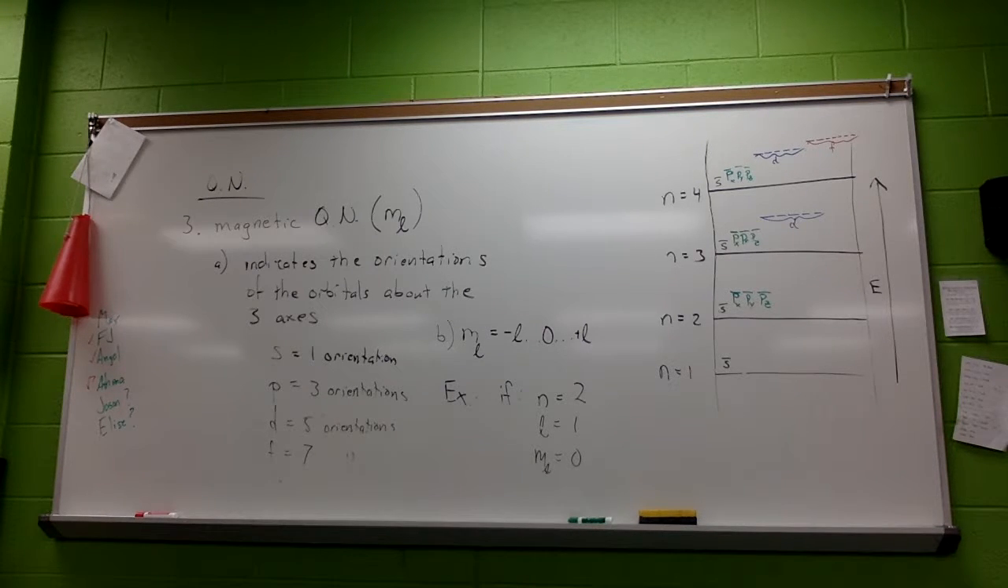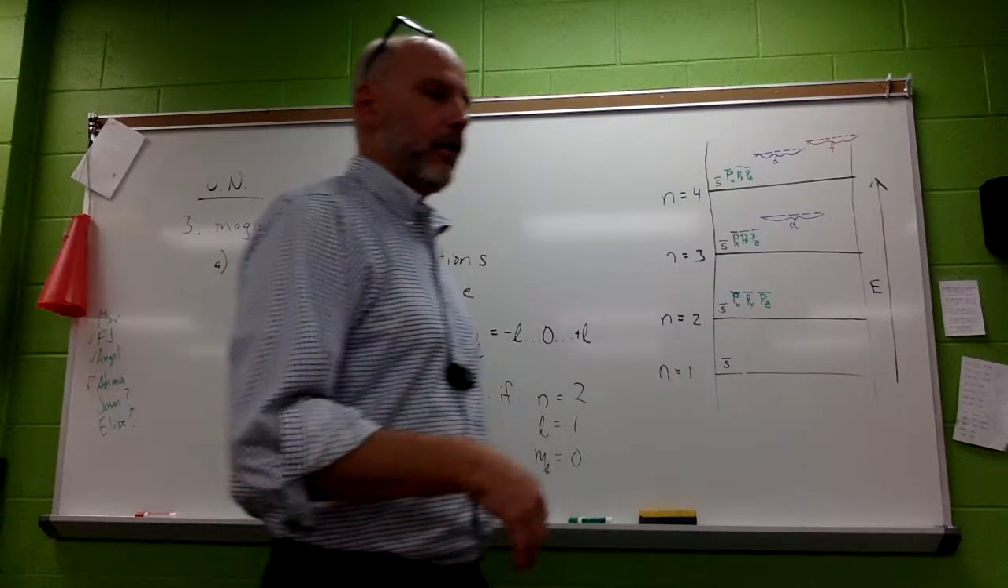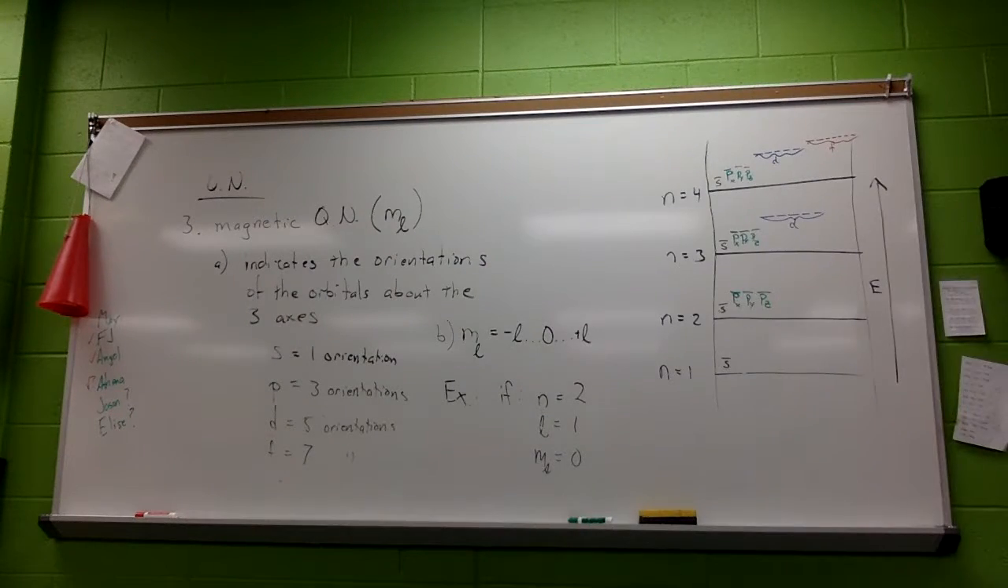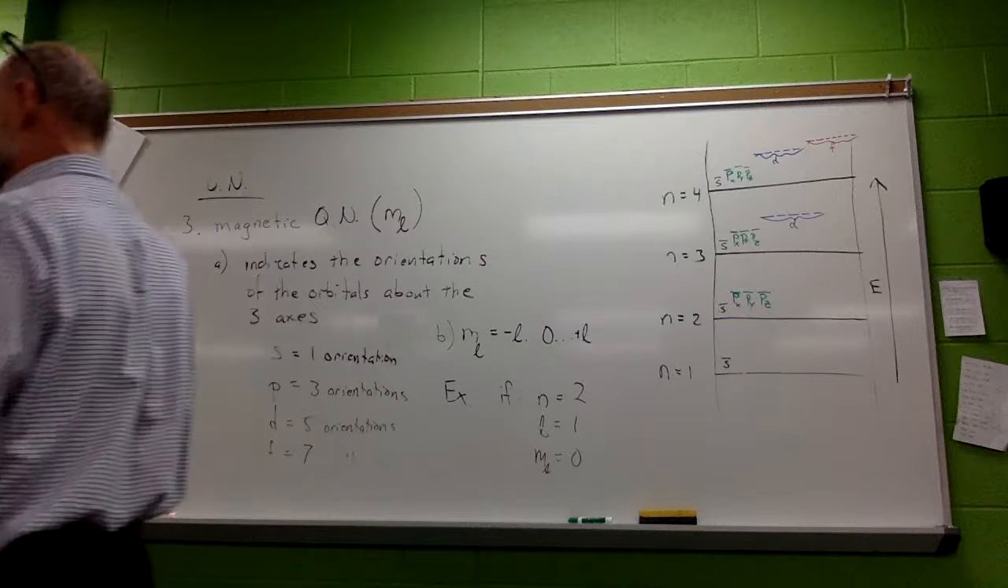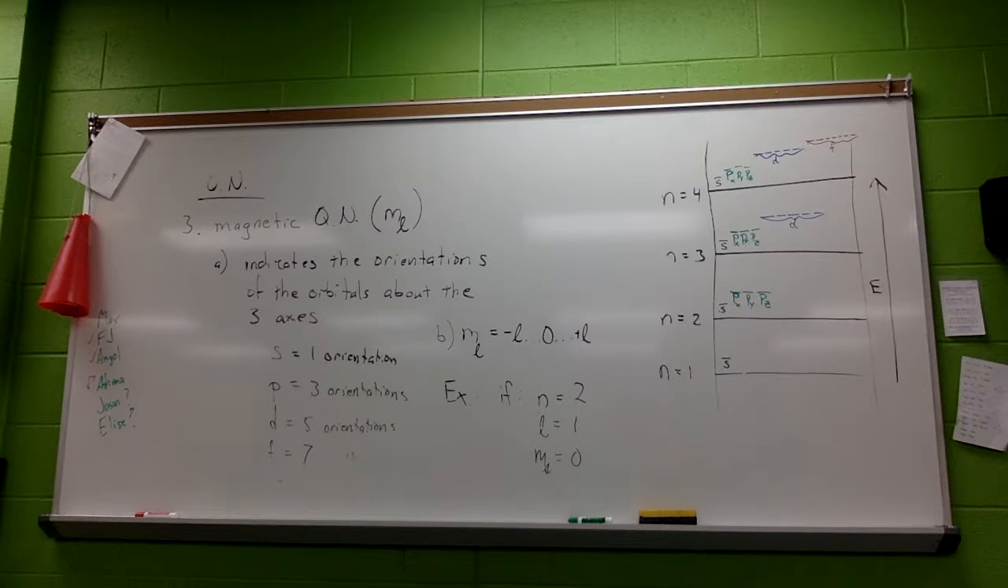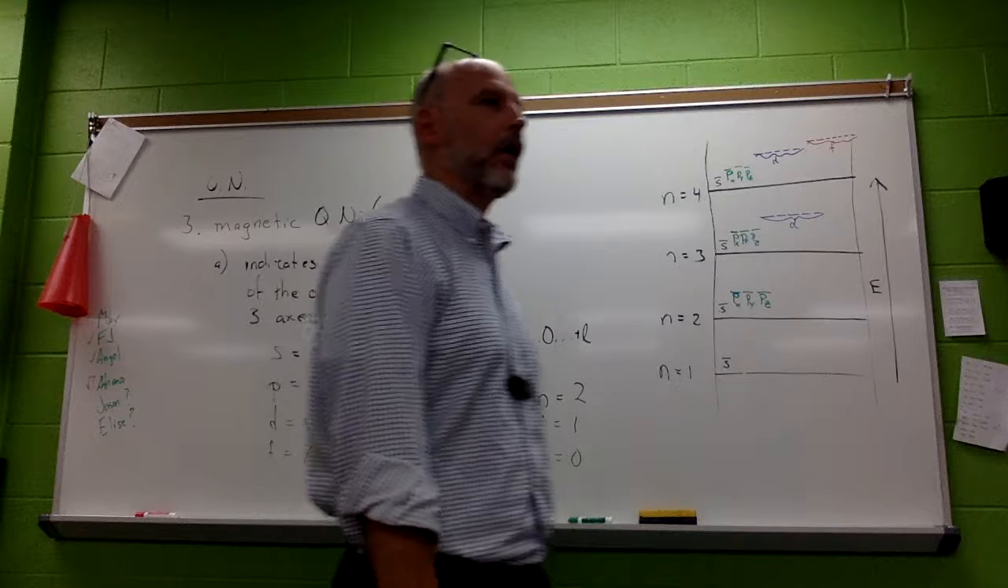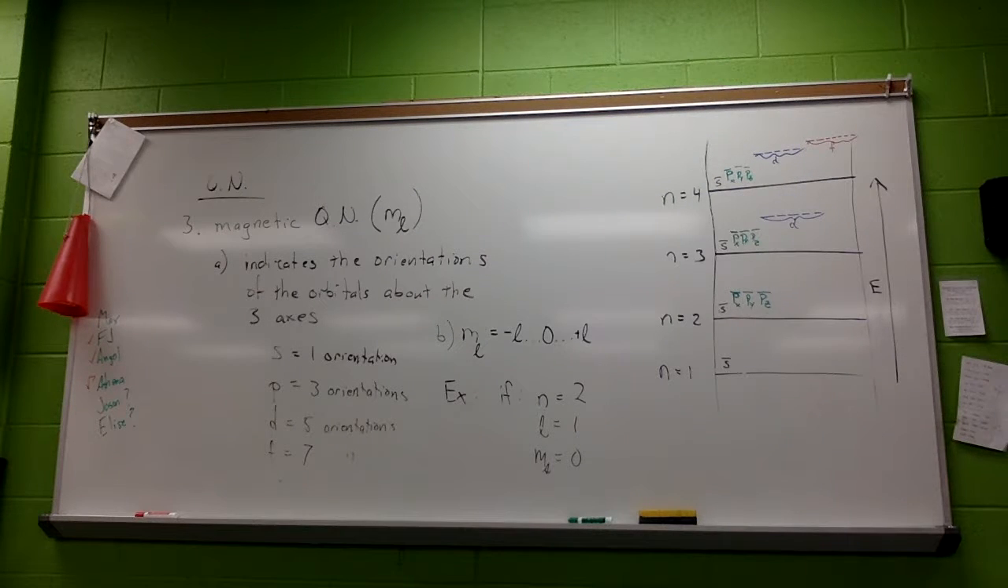So at any one value of n, the total number of orbitals is equal to n squared. It's going to be cool. You'll see it here in a second. Total number of orbitals is equal to n squared. So at any value of n, the total number of orbitals available at that energy level is equal to n squared. So let's think about what all n tells us.